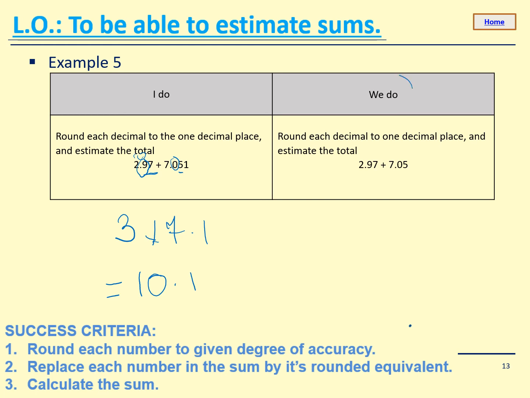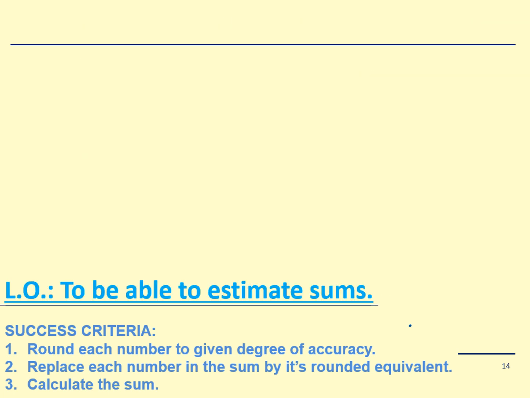Now pause this video and have a go at We Do. And in here, actually, you should end up with the same number. So this is 3.0, which is just 3, plus 7.1. That gives you 10.1. If that's what you got, well done.